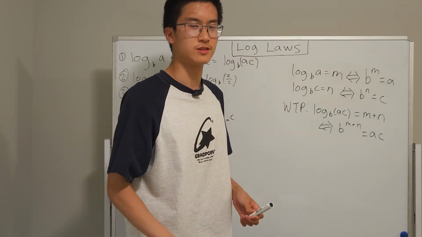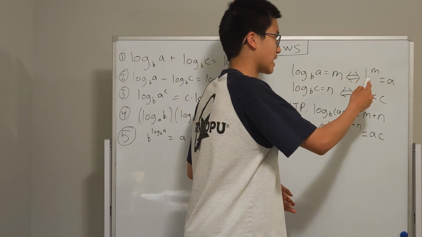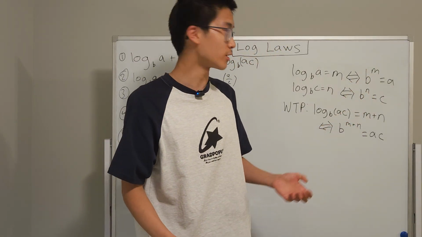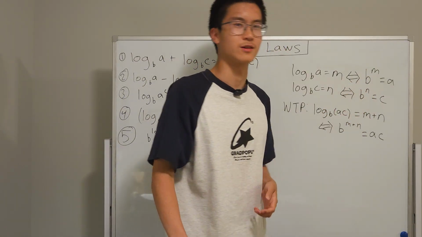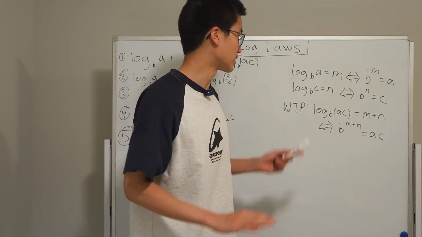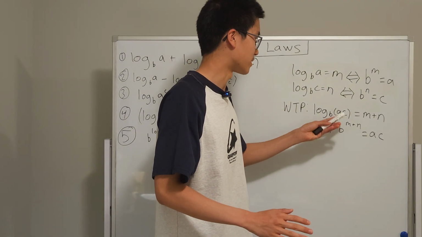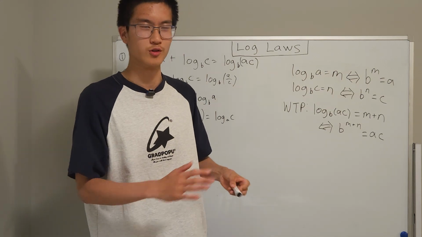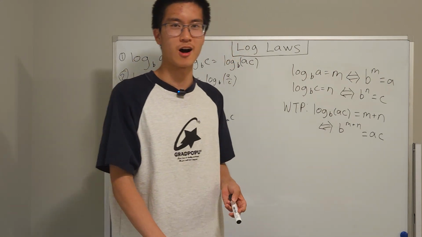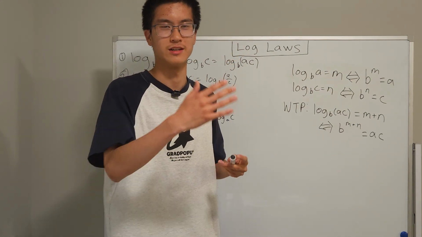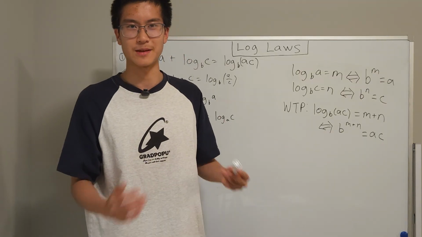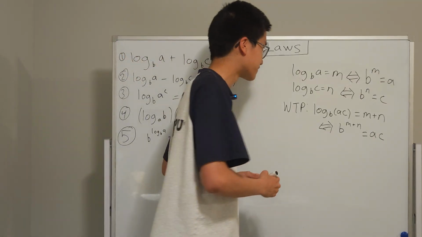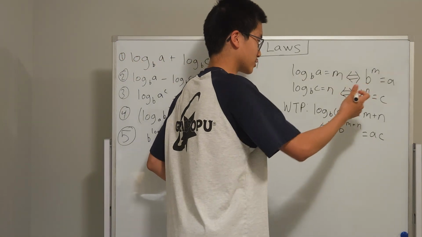So we have two givens. We are given that b to the power m equals a. We are also given that b to the power n equals c. And we want to prove that b to the power m plus n equals ac. When you're doing proof problems like these, it's helpful to write down your givens, the conditions you are given, and also the statement you want to prove.